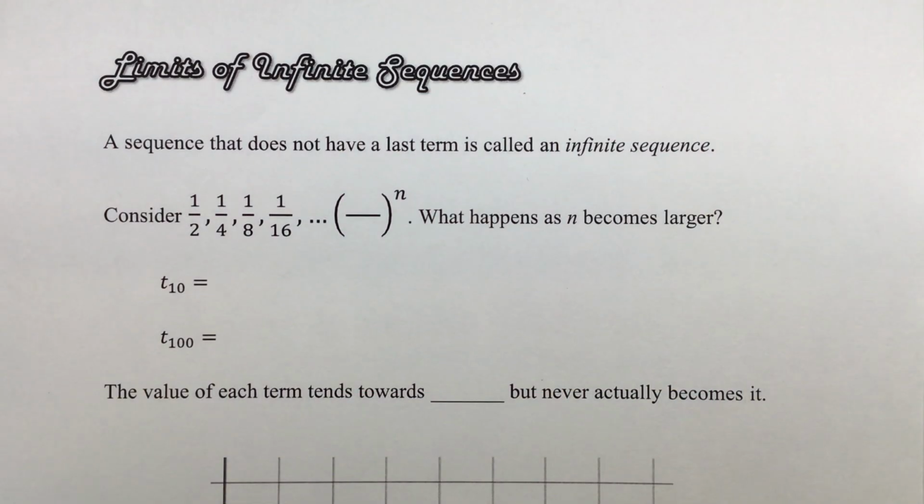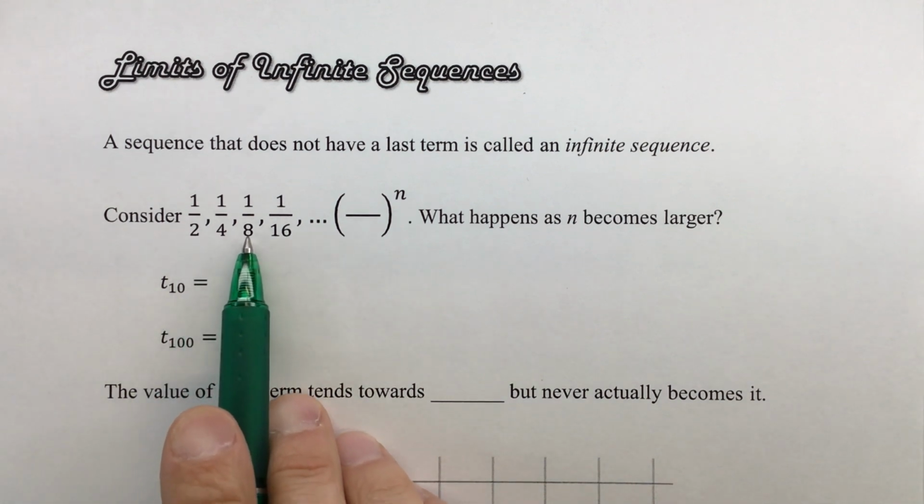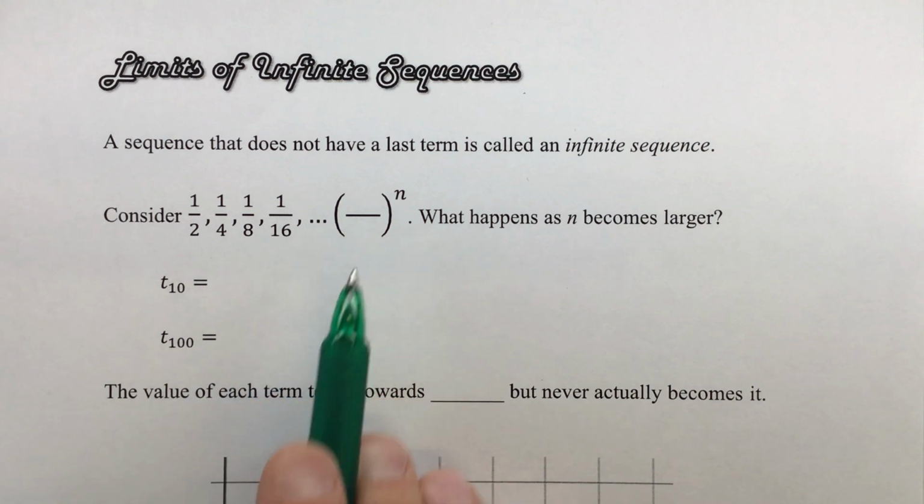Limits of infinite sequences. A sequence that does not have a last term is called an infinite sequence. Infinite means that it goes on forever. So that's the case that we're looking at here. Consider this sequence: 1/2, 1/4, 1/8, 1/16, and so on.